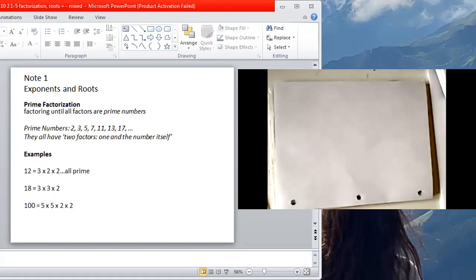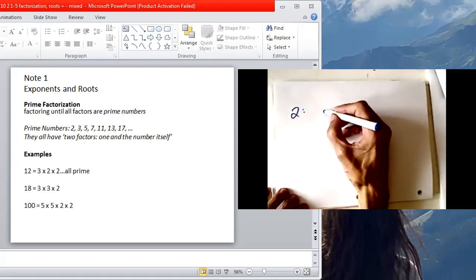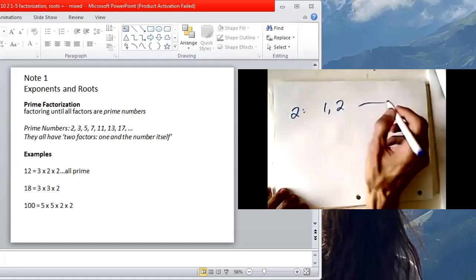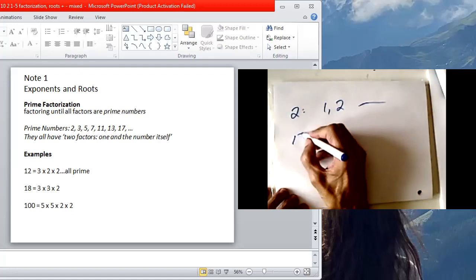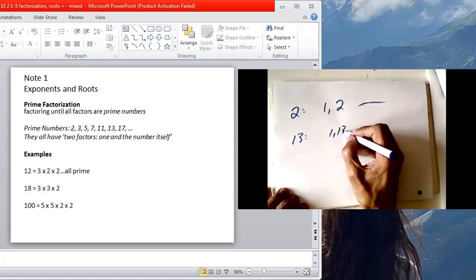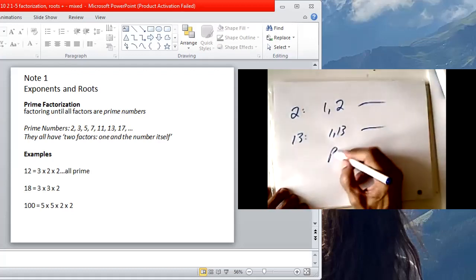All right, so just a reminder about some vocabulary for prime factorization. This is where you rewrite a number using prime numbers only. Prime numbers only have the factors of 1 and itself. The number 2 has the factors of 1 and 2. Nothing else. 13 has 1 and 13. Nothing else. Prime numbers.